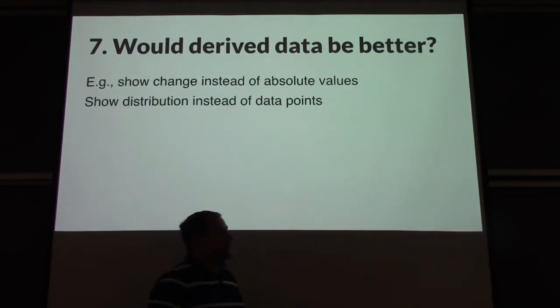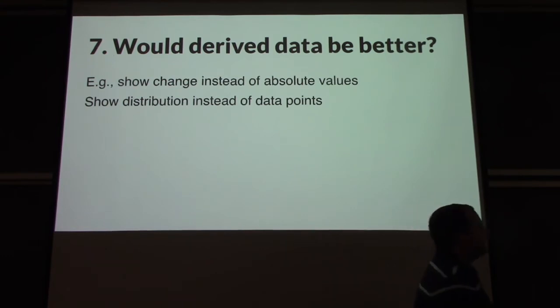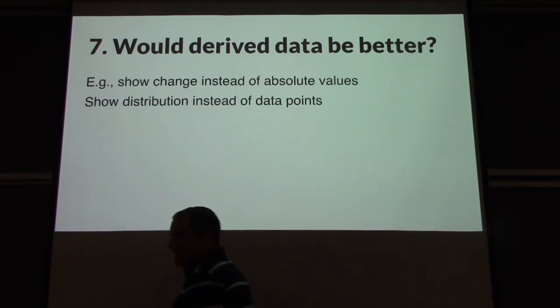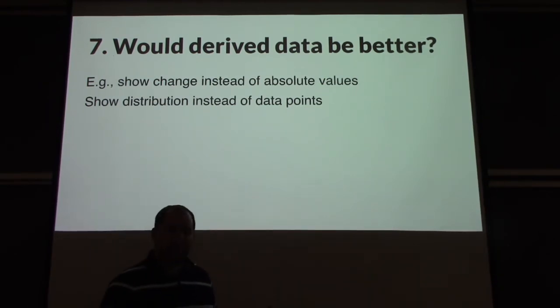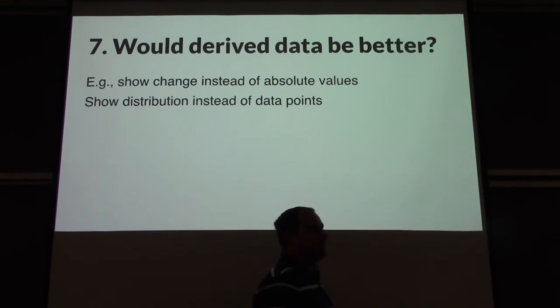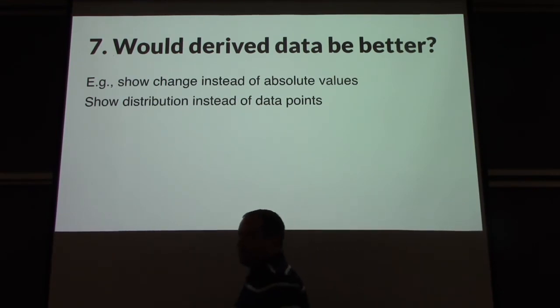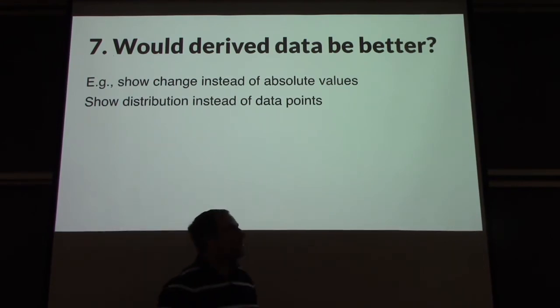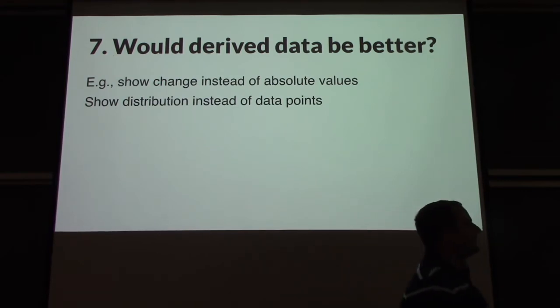The seventh question you should ask yourself is, would derived data be better? For example, if we have the change in tax rates, instead of showing the absolute tax rates, we could show the change in tax rate. So we can explicitly show a change instead of absolute values. Or sometimes it might be better to show a distribution instead of all of the data points.